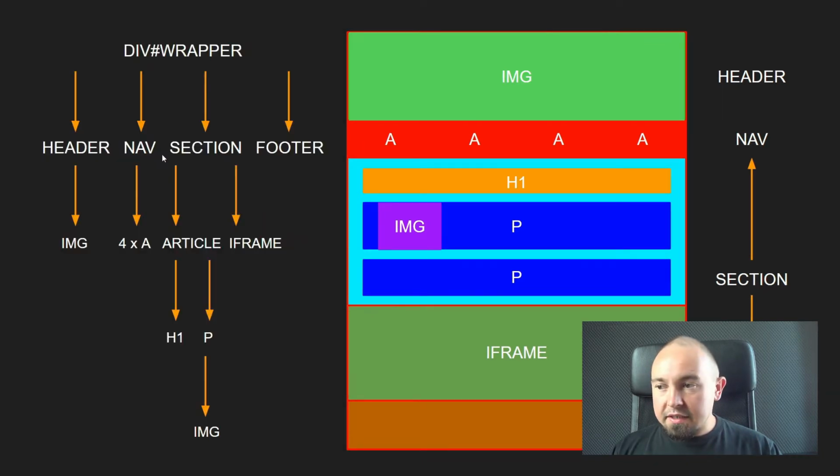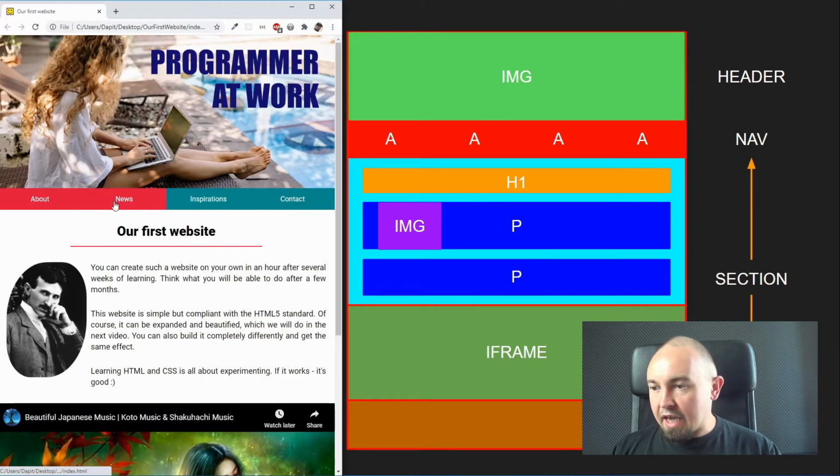The next thing is the nav tag, which is the navigation of our website. It has 4 anchors in it, 4 A tags. You can see our nav right here. This is this red area. And you can see we have 4 A elements. And this is exactly how it looks in our website right here.